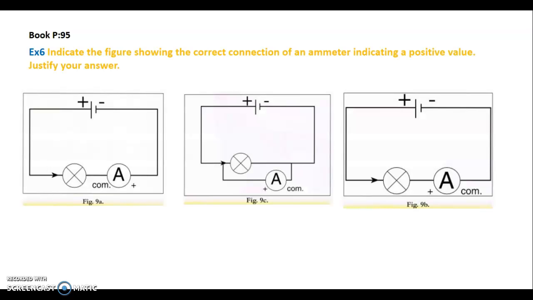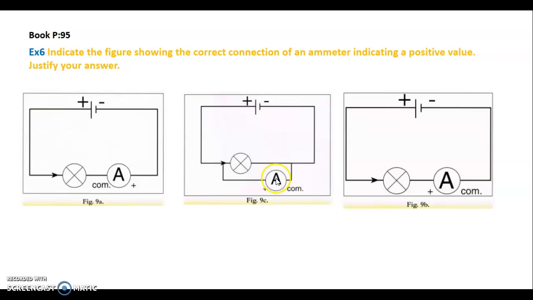So exercise 6, page 95. Indicate the figure showing the correct connection of an ammeter indicating a positive value and justify your answer. So there are two things that we have to check when connecting an ammeter. It must be in series, and we have to check the COM terminal connection in order to check whether it gives positive reading or negative reading. In this case, we are looking for a positive reading. So let's start by elimination.